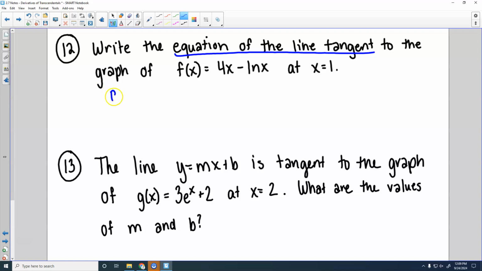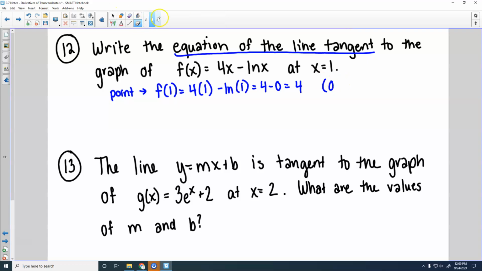For an equation of a tangent line problem, we need a point, a slope, and then we need the equation of a tangent line. So for our point, we are going to find f of 1 for this. That means we're just plugging in 1. So we got 4 times 1 minus natural log of 1. And depending on what you remember about natural logs, natural log of 1 is going to be 0. So this is going to be 4 minus 0, and we'll just get 4 for that. So our point is, not 0, sorry about that, our point is 1 is the number that we plugged in for our x, and 4 is the number that we got out.